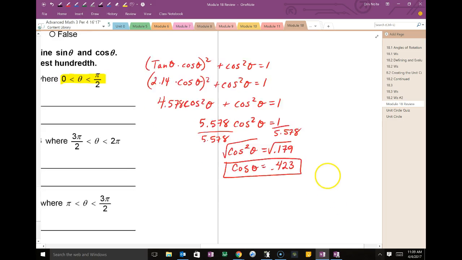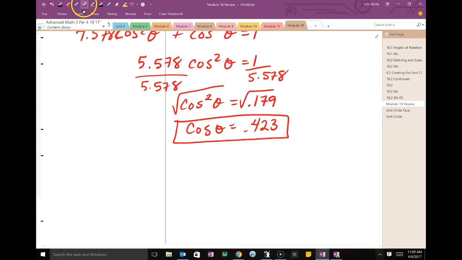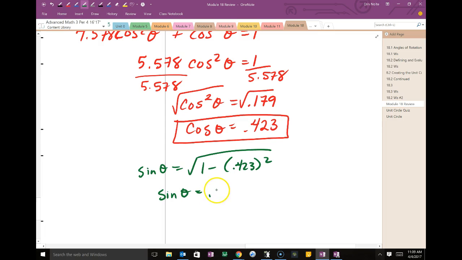Now, how do I find the sine if I know the cosine? One minus 0.423 squared. Good, and that number is... Okay, and is it going to be positive or negative? Positive, because we're working in the first quadrant. You guys are ready for this. Let's do it.